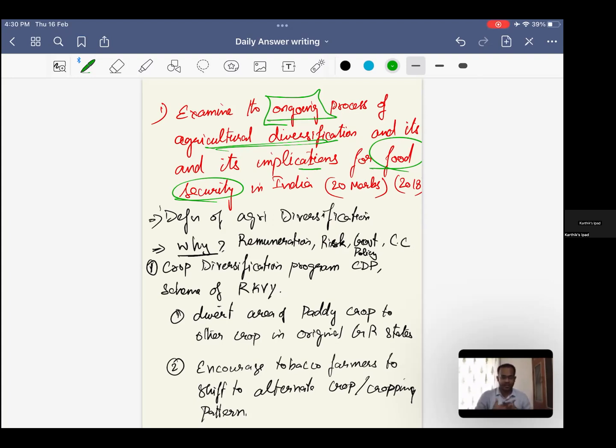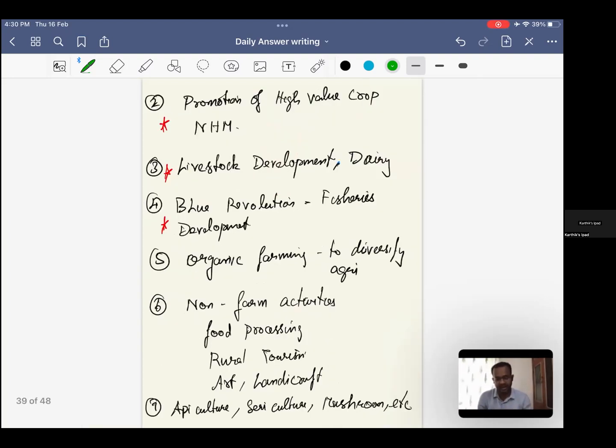So you can draw a map alongside and show Punjab, Haryana, Uttar Pradesh region, and pockets of land in the Krishna Godavari Delta, Mahanadi Delta, Kaveri Delta, all these delta regions, and say that has to be changed. Then encourage the tobacco farmers to shift to alternate cropping patterns. Show Telangana, Andhra Pradesh, and the regions around where tobacco cultivation has been taking place, and how it has to be shifted. This is crop diversification.